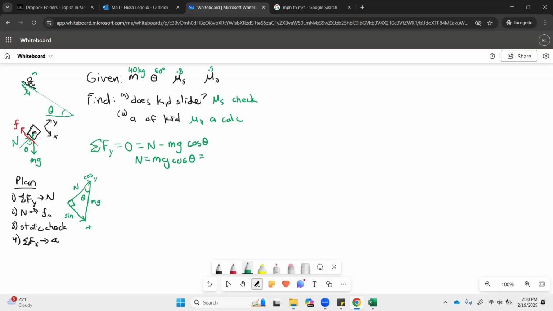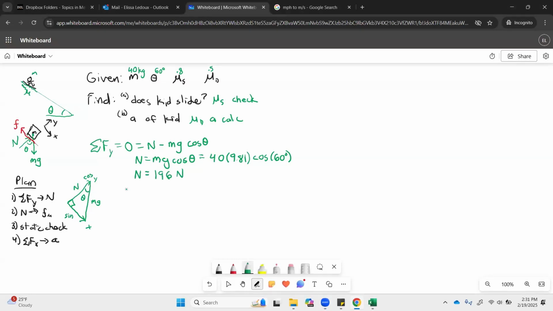So that is 40 kilograms times 9.81 meters per second squared times cosine of 60 degrees. So make sure that your calculator's in degrees. And what does the normal force come out to be? 196 newtons for the normal force.